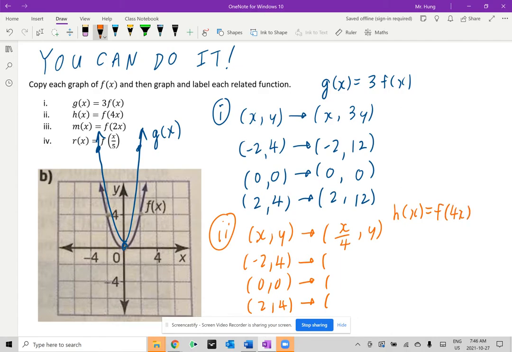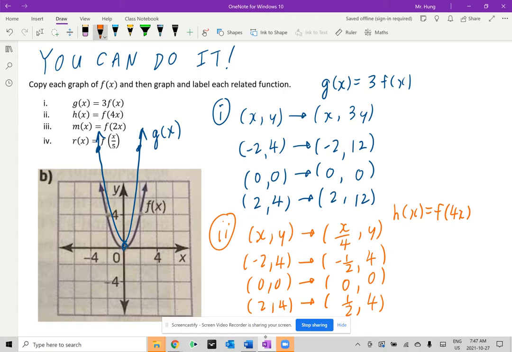So if you plug in, negative 2 divided by 4 is going to be negative half. 0 divided by 4 is going to be 0. And 2 divided by 4 is going to be half. The y values remain the same, so just copy them as is. I go back to the graph. Now notice this is a horizontal compression by a factor of 1 divided by 4. So again, it's going to be very slim here.